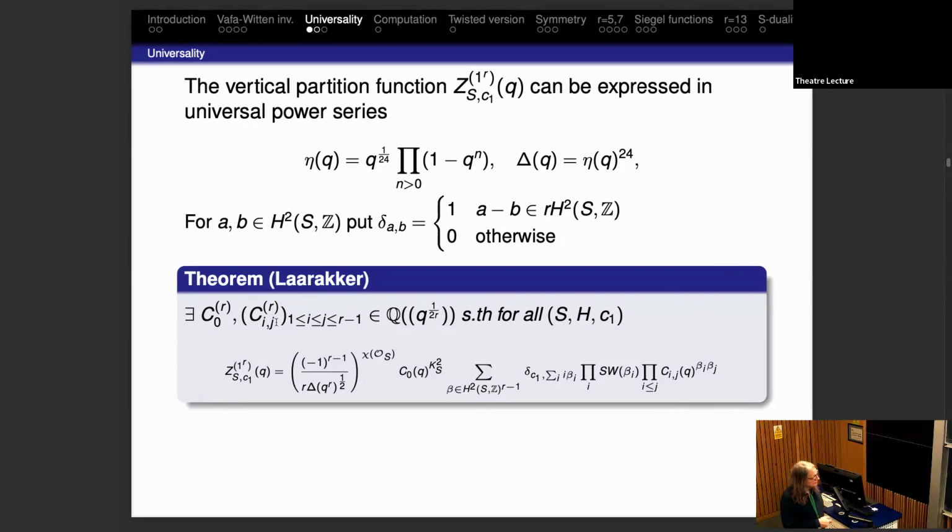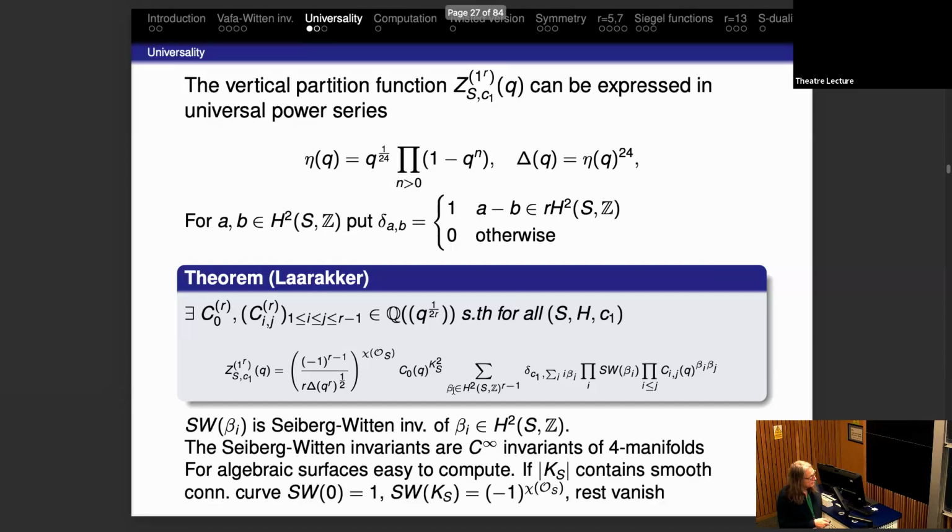We also have Laurent series in q to the 1 over 2R, such that for all surfaces and all first Chern classes at the same time, this Vafa-Witten generating function, the vertical part, is given by products of sums of products of powers of these universal power series. First, we have this delta function in the denominator to the power of the holomorphic Euler characteristic. Then we have this first unknown power series for K_S squared, the canonical class squared.